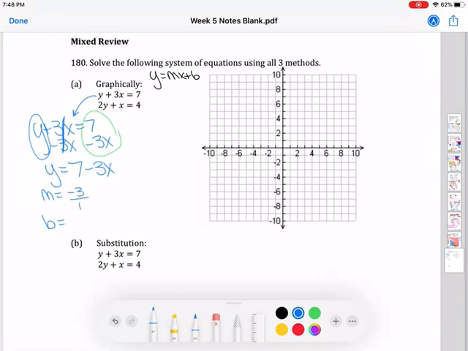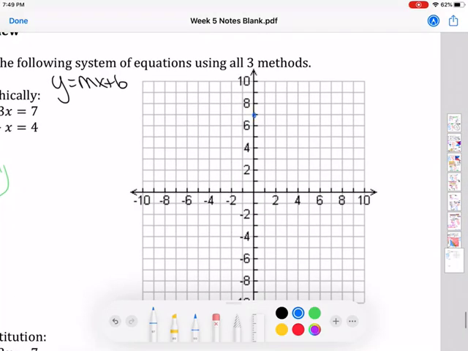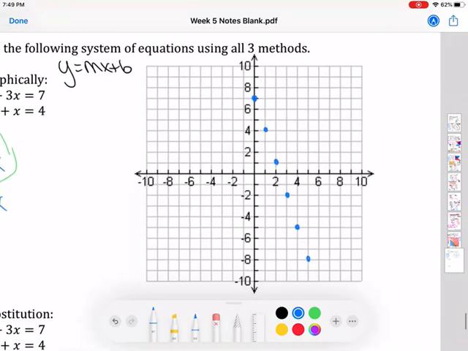So m is the number in front of x, which is a negative 3. I put it over a 1. That tells me I'm going to go down 3, right 1, starting at b, which is 7. So go ahead and graph that. Hopefully you've really got a good handle on this now. You've graphed quite a few examples at this point.